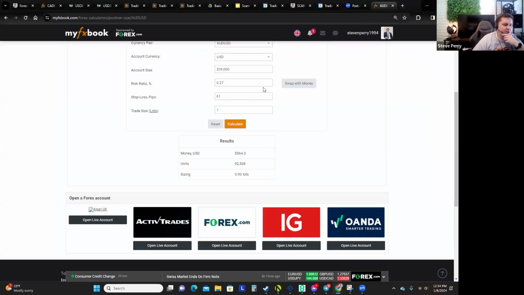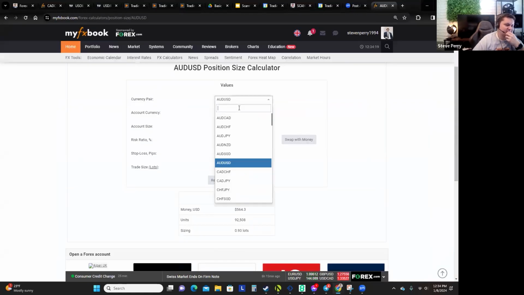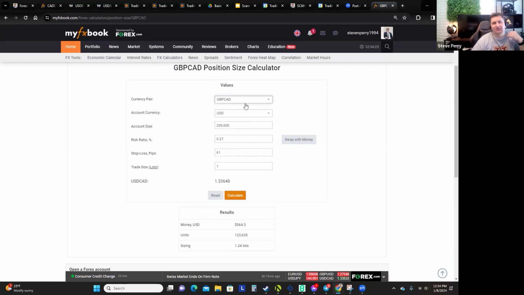So let's go over here to the lot size calculator. Let's change the currency pair. Make sure you do this. I've seen people, and I've done this too, so don't worry, forget to change the currency pair. And that is super important because not all currency pairs are created equal, and the way they're calculated can be different. So you want to make sure that you do that.